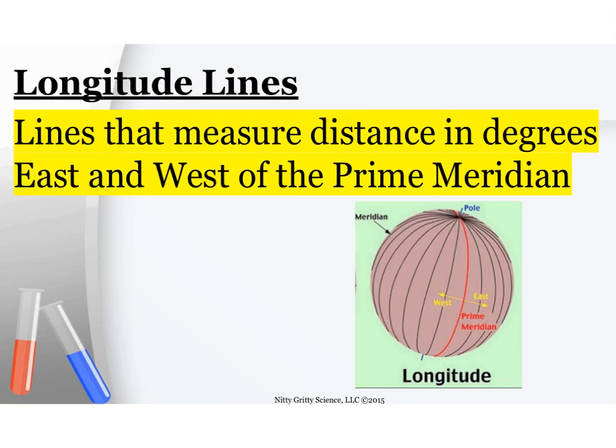Longitude lines are lines that measure distance in degrees east and west of the prime meridian. Longitude lines are vertical lines, and here is the main longitude line called the prime meridian. So darken that in on your note sheet, and let's label that PM for the prime meridian. And then you can see that you can measure everything east and west of the prime meridian. All of these other longitude lines are either going to be to the left, which is west, or to the right, which is east.